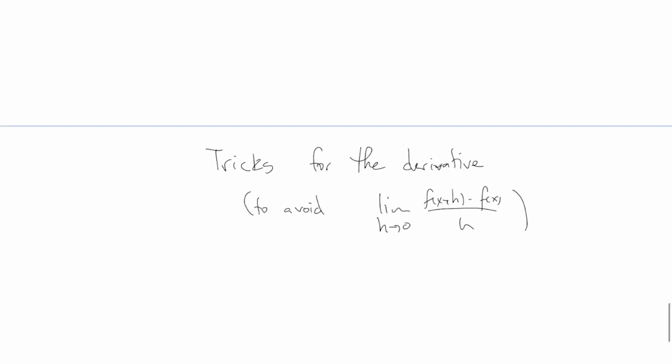These tricks will allow you to avoid using this formula, the limit as h goes to 0 of f of x plus h minus f of x over h. If you ask me, this is something worthy of tricks to avoid, because this is a real pain to use. You learned that when you did the homework this week. There were only 5 questions, but each one of them involved one of these, and they take you several minutes to work out, and you probably mess it up while you're doing it.